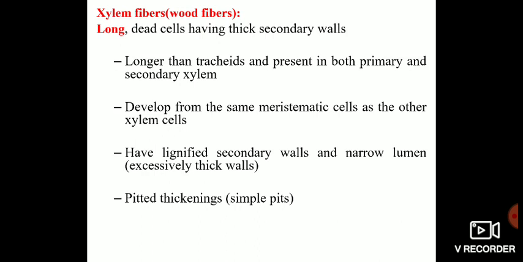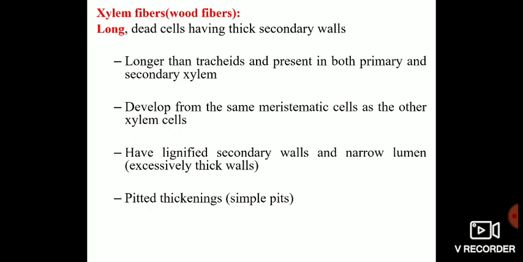Okay. These cells are long, dead, and have thick secondary walls. They are longer than tracheids and are present in both primary and secondary xylem. And these cells develop from the same meristematic cells as the other xylem cells. That means they also are derived from the cambium.